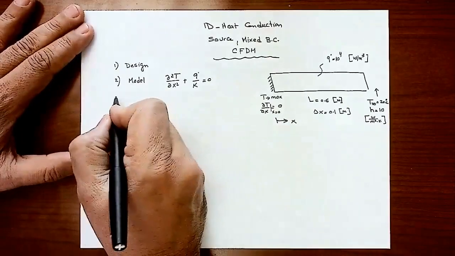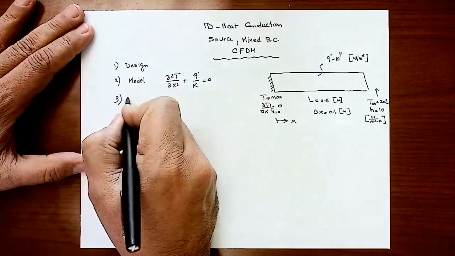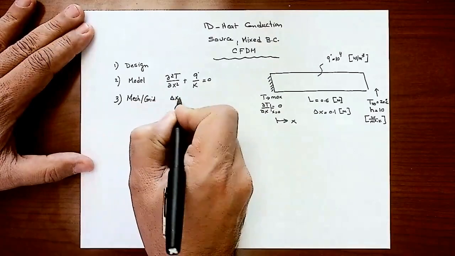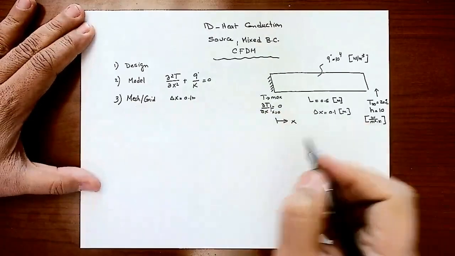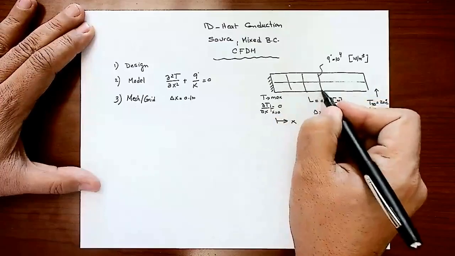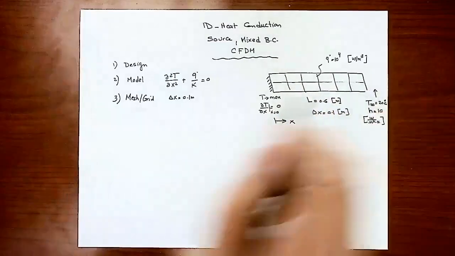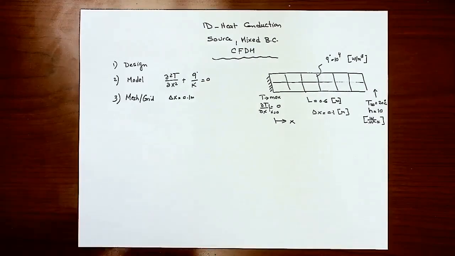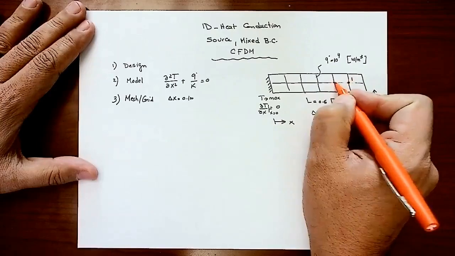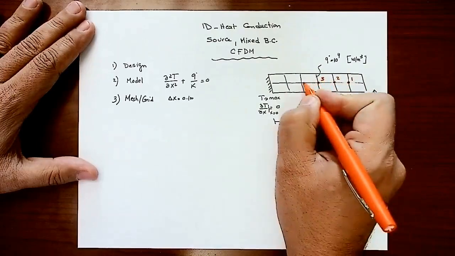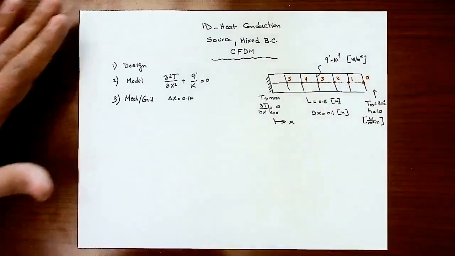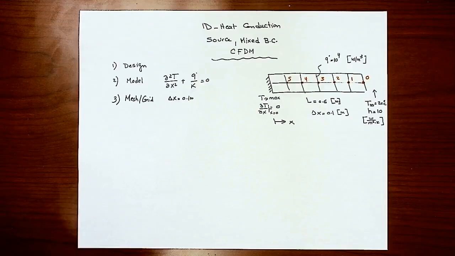Now we need to do the grid and mesh as part of the discretization problem. The problem is requesting delta X to be 0.1 meter, which means that I will break down my bar into 1, 2, 3, 4, 5, 6 elements. I will mark the location of the nodes, following the previous example. So I'm going to call that node 1. This is node 2, node 3, node 4, and node 5. And the interface here, I'm going to give node 0. It's still an unknown temperature point.